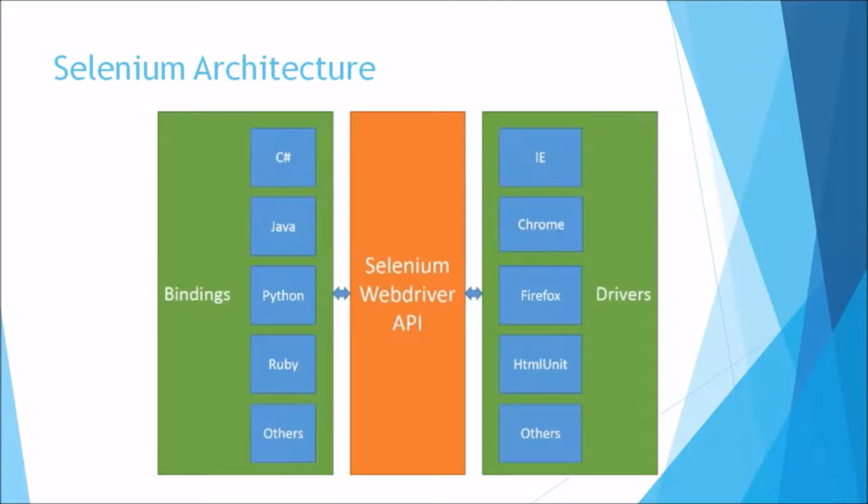So this is how this API works. And the third point is the drivers itself. Here we can see that various browser specific drivers are there, right? These browser specific drivers know the low level details of the respective browsers. So the Firefox driver will know the low level details of Firefox.